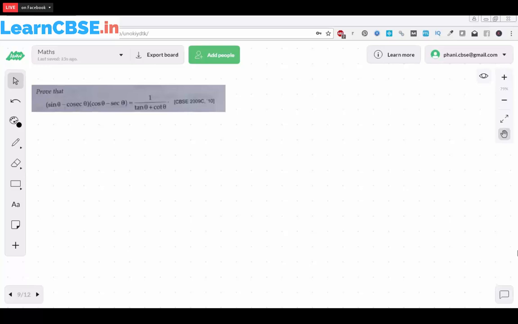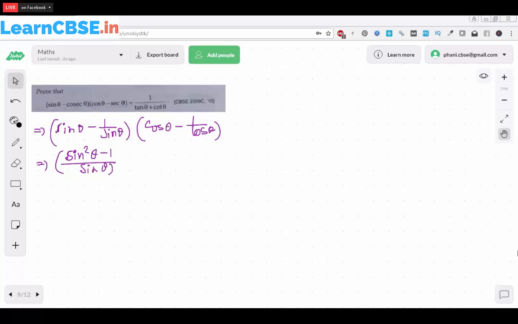So how can we solve it? First of all, we can convert everything into sine and cos. We can write it as (sine theta minus 1 by sine theta) into (cos theta minus 1 by cos theta), because cosec is 1 by sine and sec is 1 by cos. Taking the LCM, that gives you (sine square theta minus 1) by sine theta, and here it gives (cos square theta minus 1) by cos theta.